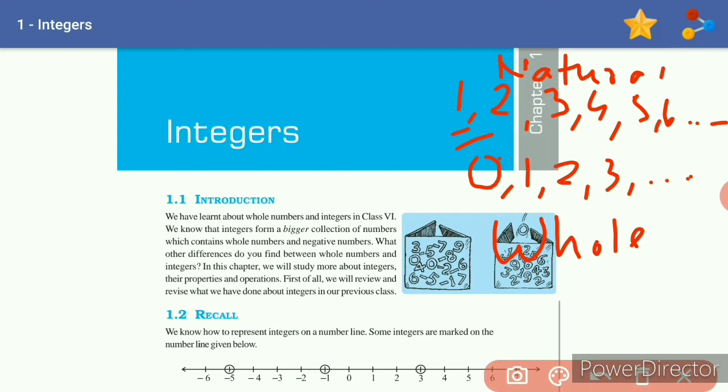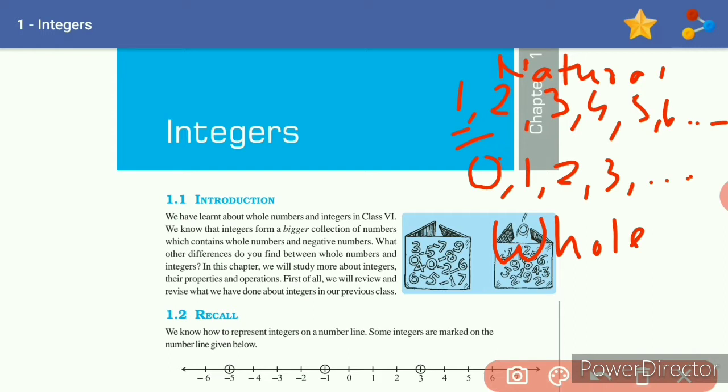So natural number is 1 2 3 4 5 6 and so on, and whole number is including 0 and then 1 2 3 4 5 6 7 8 and so on. Natural numbers and whole numbers are infinite because we cannot count the bigger number. If you tell me the bigger number, then I will again tell you the bigger one. So natural numbers and whole numbers are endless. Similarly we have learned about integers also in previous class.